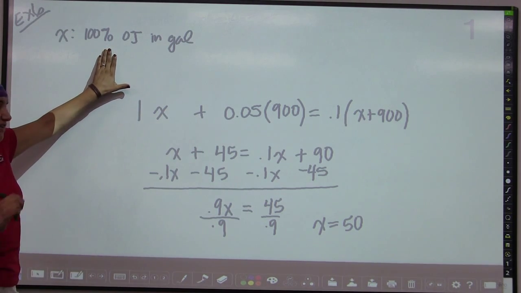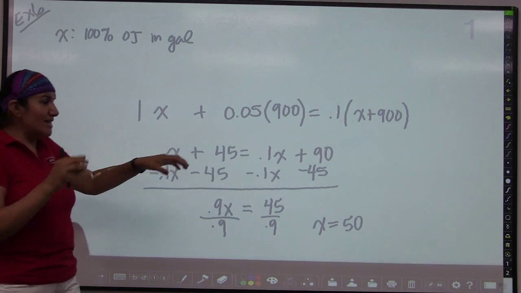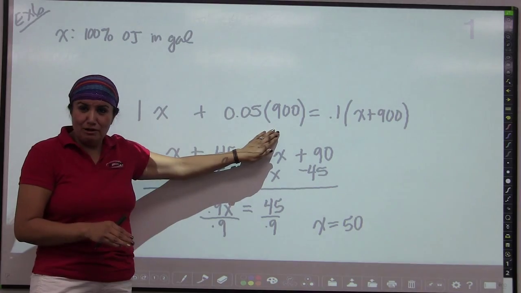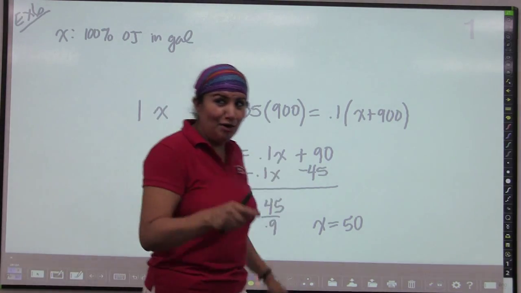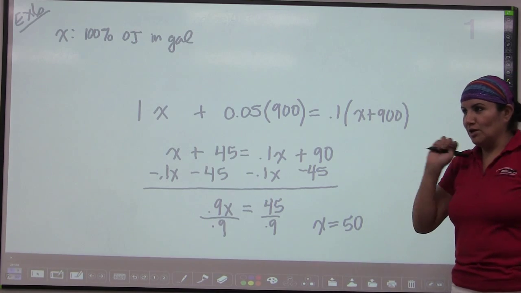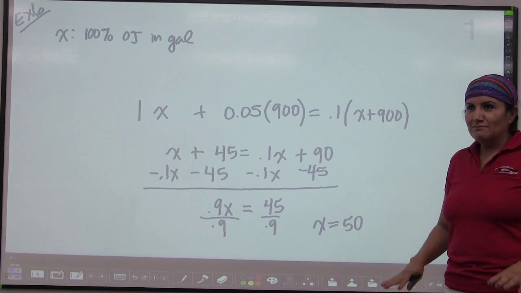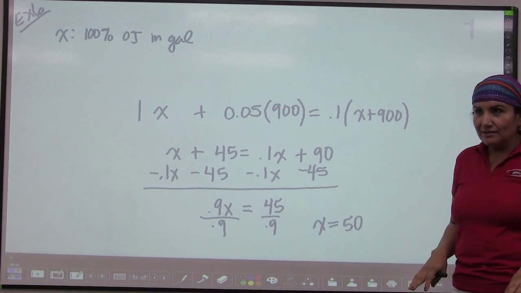So we have to add 50 gallons of 100% OJ to an already existing 900 gallons of 5% OJ to end up with 950 gallons of 10% orange soda. Not even OJ, orange soda. It's not even OJ. Right? Mind blown, right? Are we good with that?